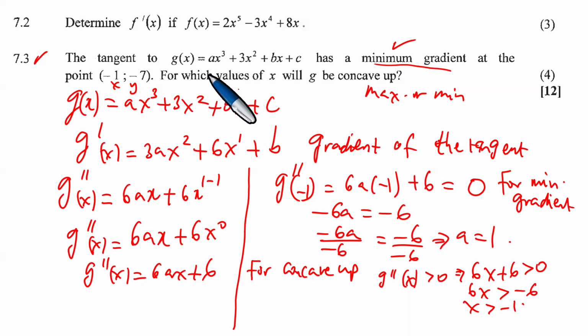So they're saying for which values of x is it concave up? For which values of x is it concave up? For concave up, the second derivative is bigger than 0. For concave down, less than 0. Okay, we're good. We're so good.